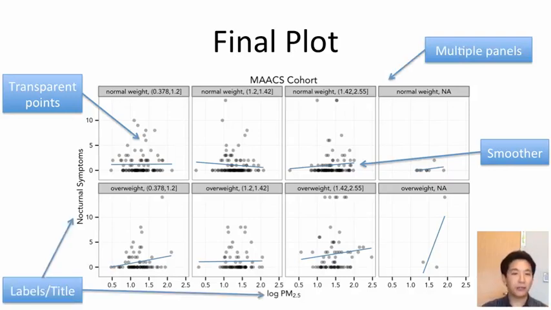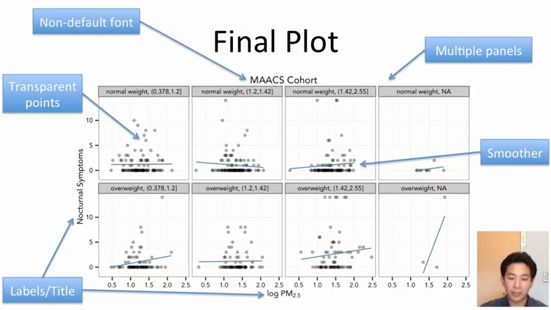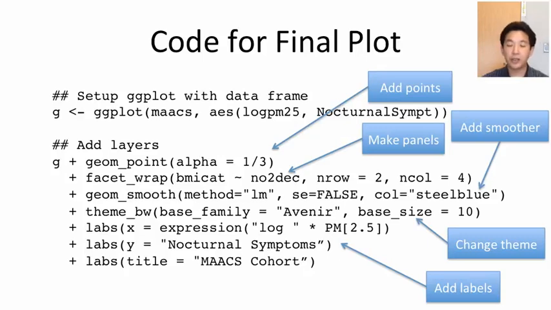I've changed the default labels and the titles, so I've added to reflect, to be a little bit more descriptive. And then finally, I used a non-default font. So the default font is Helvetica, and I've changed the font here to be Avenir. And so there are a number of options that I've modified here. And so here's the code for doing it.